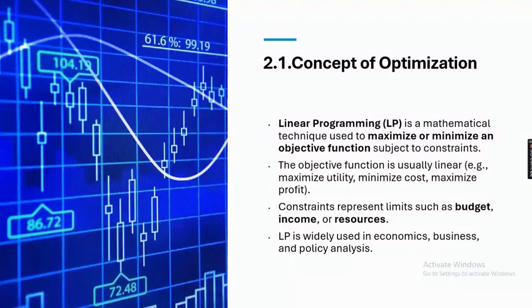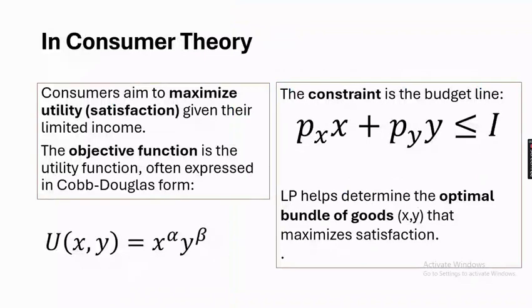It helps us maximize or minimize an objective, such as utility, cost, or profit, while respecting constraints like income, budget, or resources. LP is widely applied in economics, business, and policy analysis to guide rational decision-making.